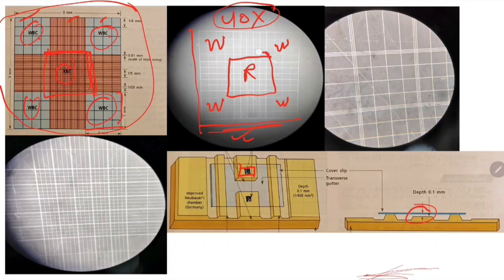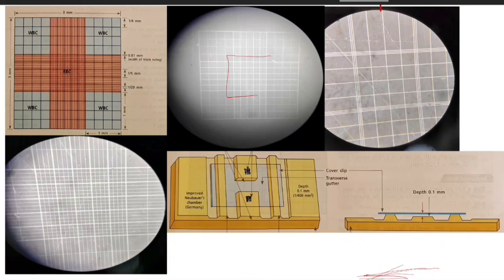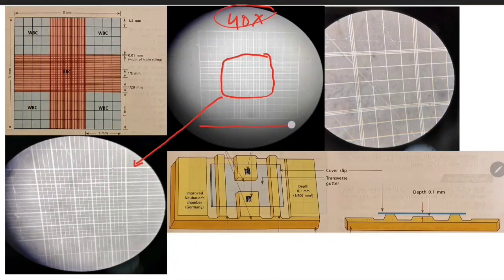RBC counting is done in this area, so let's magnify this area more. We are going to magnify this area in detail. How will we magnify this area? How much magnification? This one was 40x total magnification, and at 40 times this area will look like this, the whole thing will appear.